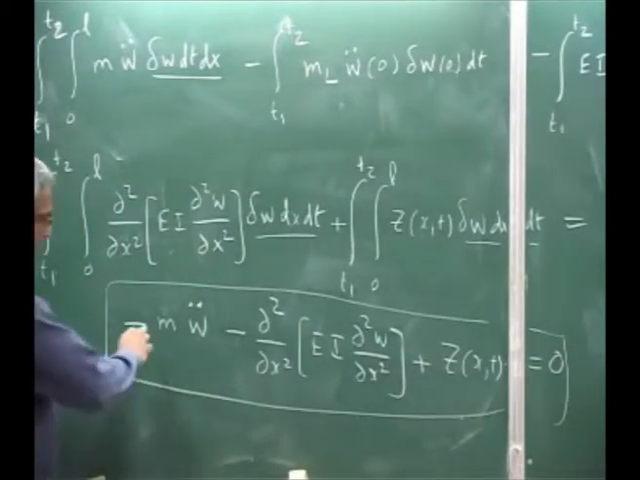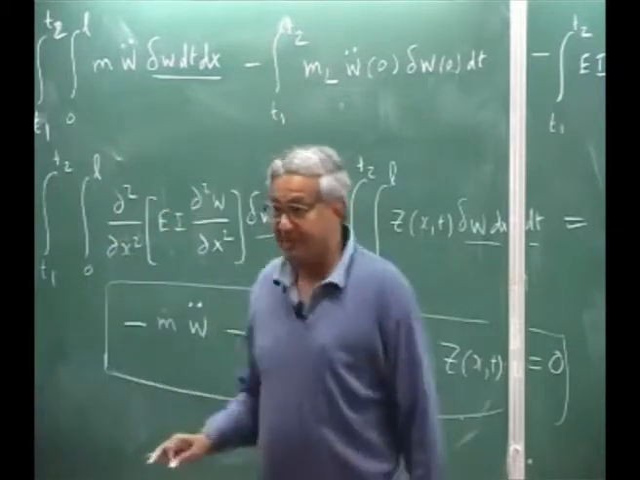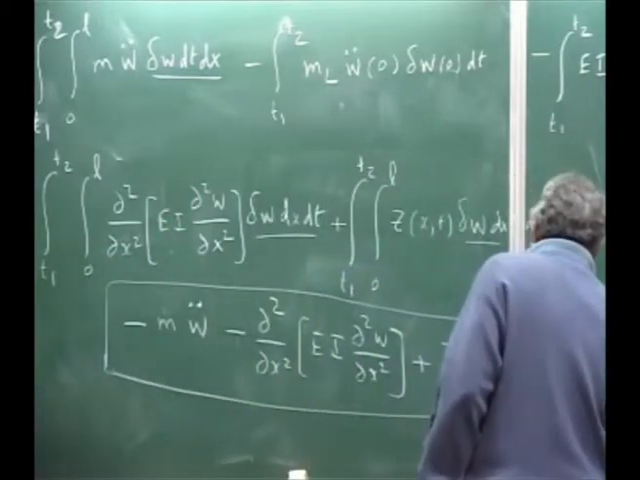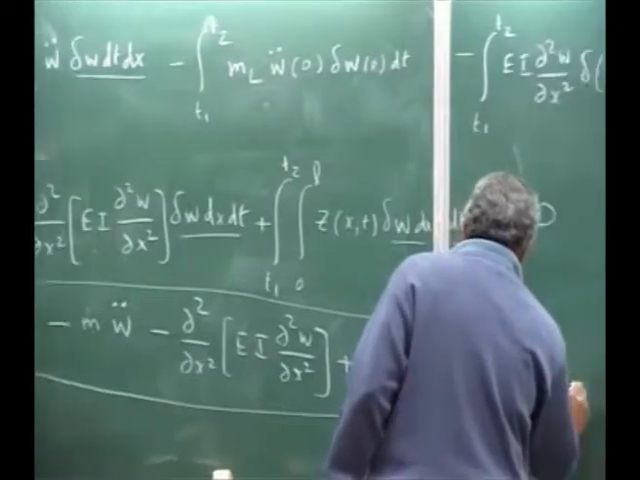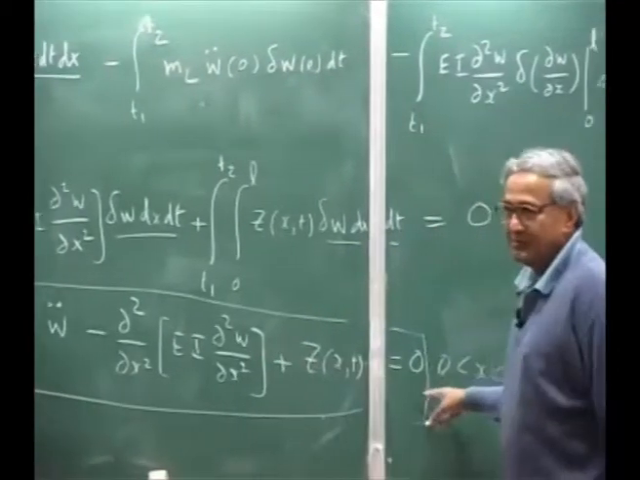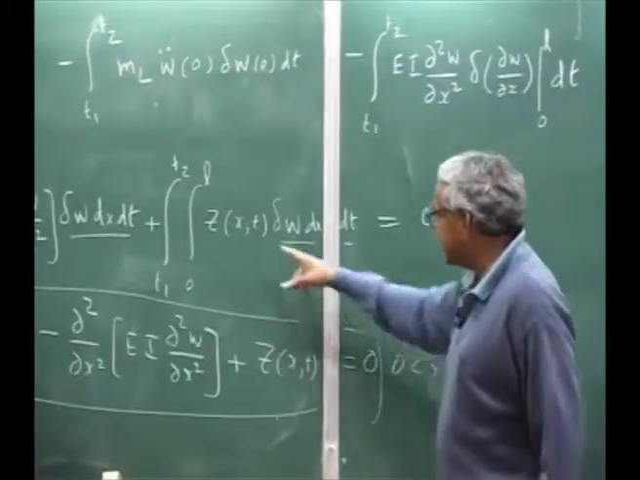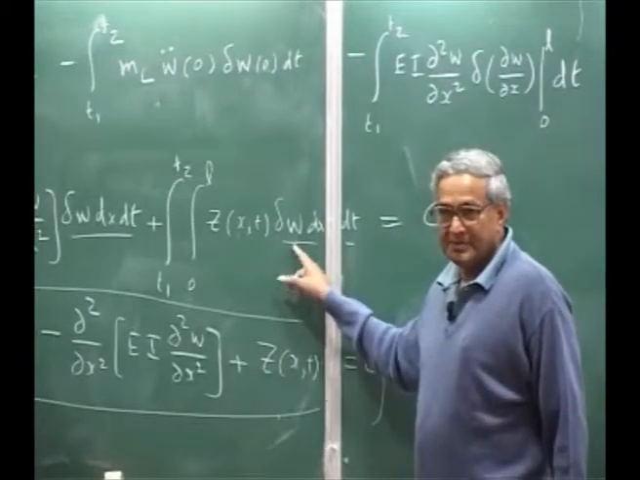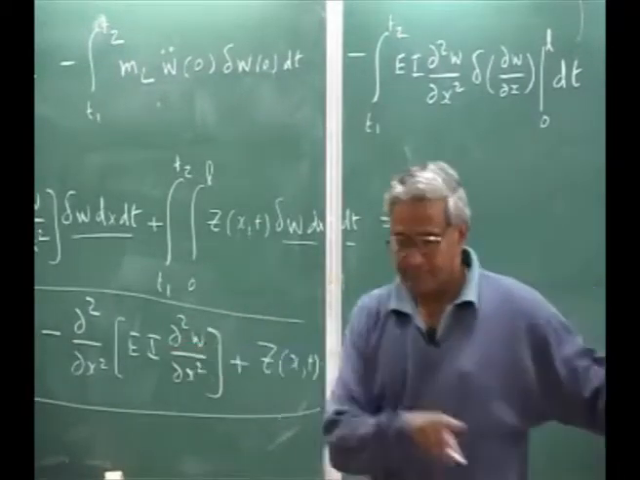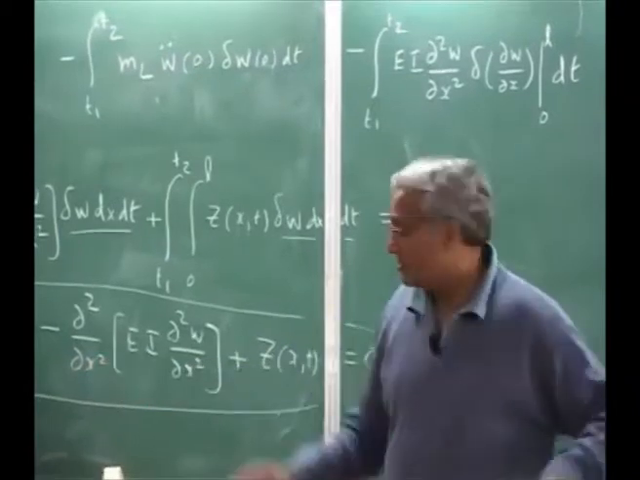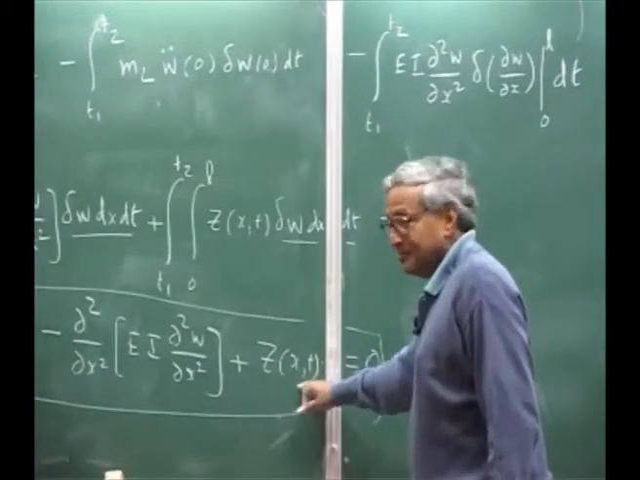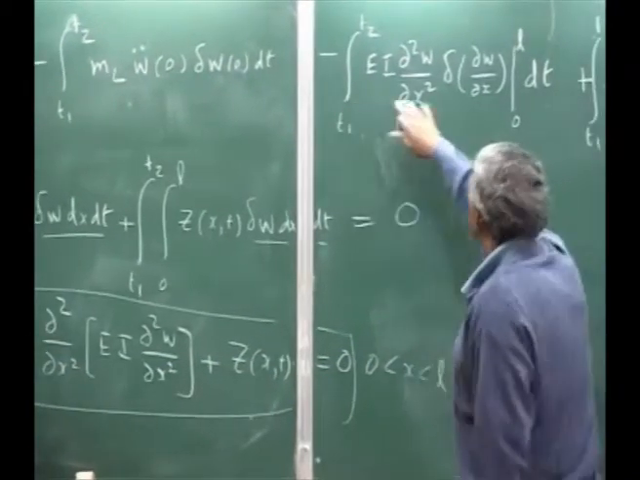In other words, this is valid everywhere. You always say 0 for the whole domain, because delta w is arbitrary in the entire domain. So this term is set equal to 0. But now let us look at these terms.